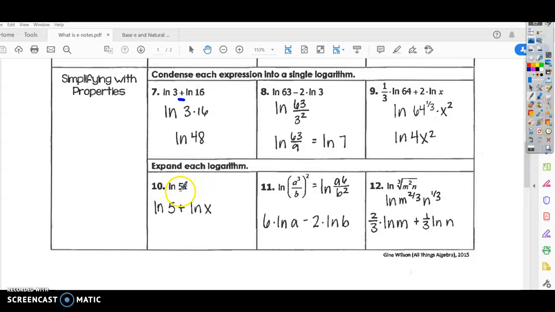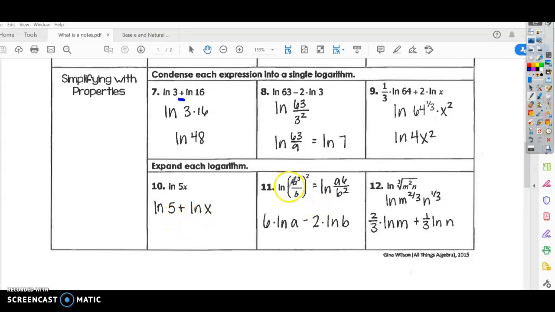So since we've got 5 times x, we're going to change that to addition and put log with both of them. We assume that this is the base e. We're using ln to represent anything with base e. Remember, log is base 10, or it has a base. ln always is base e.